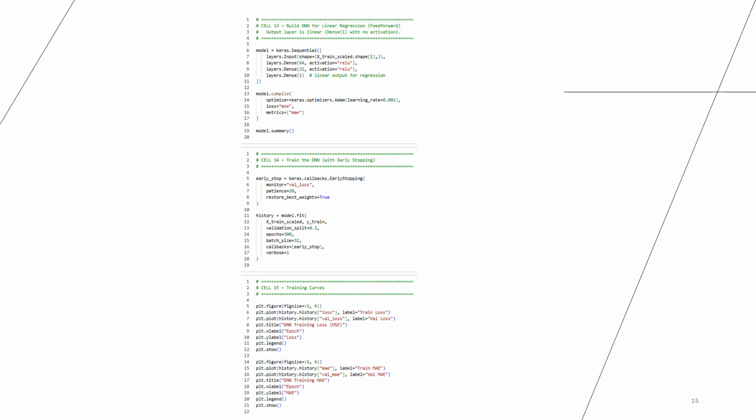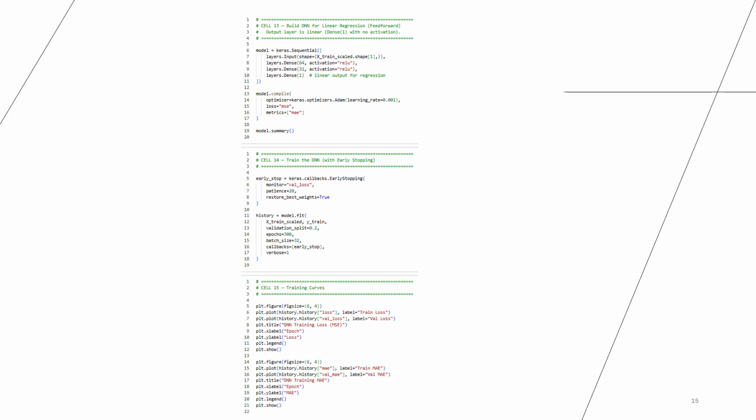Finally, we add the output layer. Because this is a regression problem, the output layer contains a single neuron with no activation function. This produces a continuous numerical prediction, which in this case represents the predicted value of the target variable. After defining the architecture, we compile the model. During compilation, we specify how the network should learn. We use the Adam optimizer with a learning rate of 0.001, which is a widely used optimization algorithm for training neural networks.